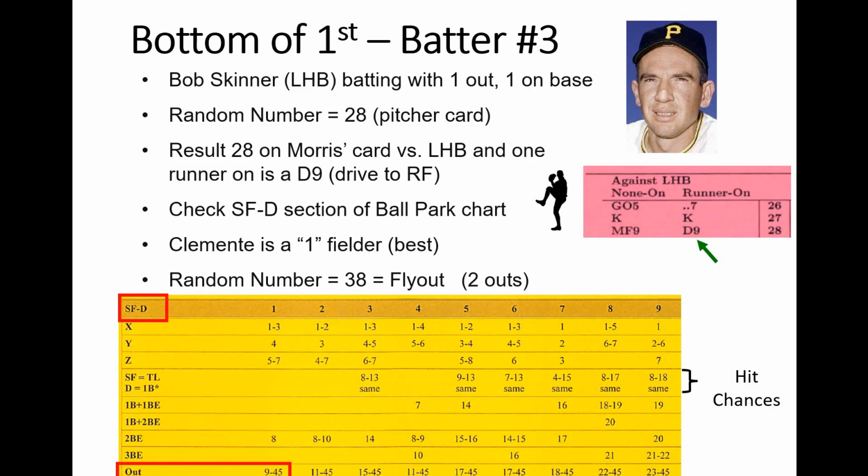Since it went to right field, Roberto Clemente is a 1 fielder, which is the best. So you read column 1, you roll another random number. It happens to be 38. And as highlighted in the box at the bottom, that's a flyout, and now there are 2 outs. And as with the other chart, there is a possibility, depending on the fielder's abilities, particularly their range abilities, but generally, there's a possibility for a hit, and more possibilities for a hit the worse the fielding rating is.